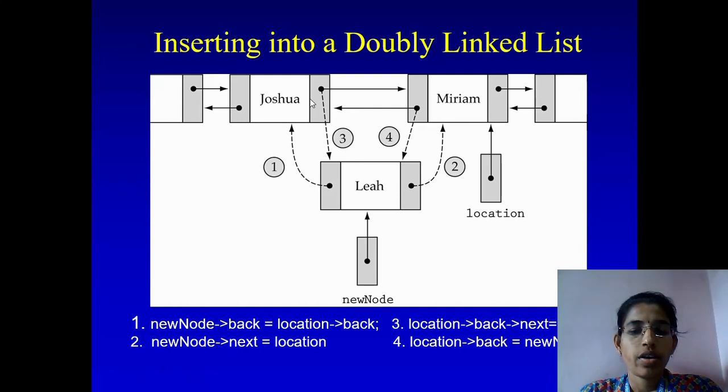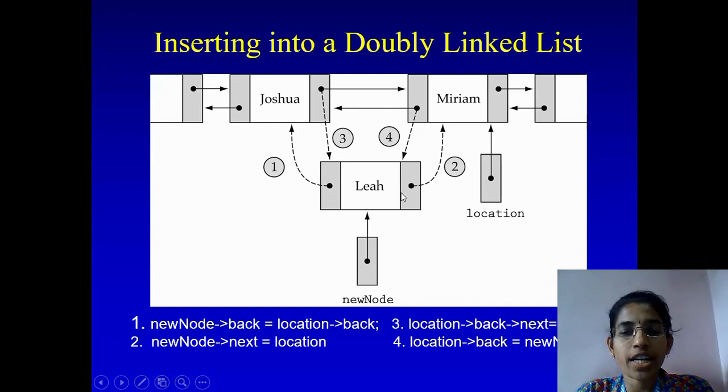Then next, new node next equal to location. So the new node points to the current position. Next, the location node's back must point to the new node. Then only it makes the connection. The location node's back pointer connects to the new node. Then we can make this connection.